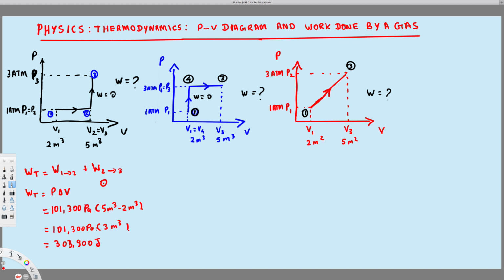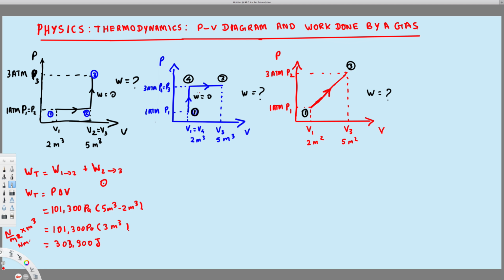We also have to know how we got the joule here. Pascal is Newton per meter square. If you don't remember that, you can remember the pressure equation, that is force over area, which is Newton per meter square. Newton per meter square multiplied by meter cube gives you Newton meter. Newton meter is equal to joule, and that's how we derived this. So here we have total work equal to 303,900.